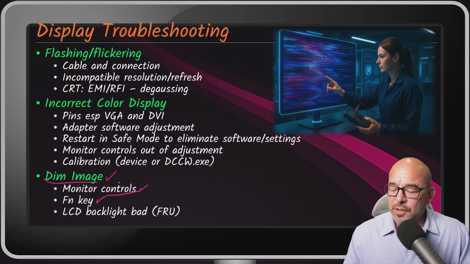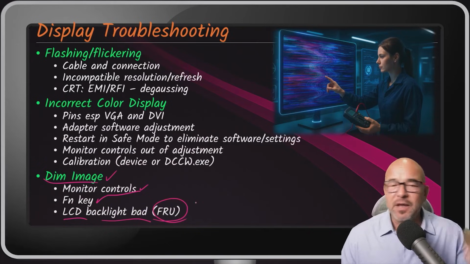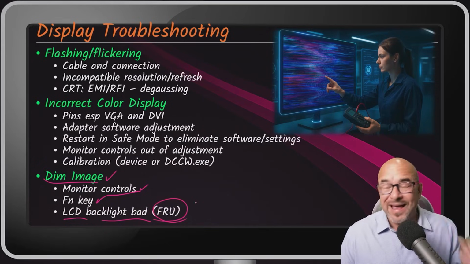If the image is truly dim with something like an LCD, the LCD backlight might be bad. That may or may not be a field replaceable unit. You'll have to check with the manufacturer to see if you can replace that LCD backlight.